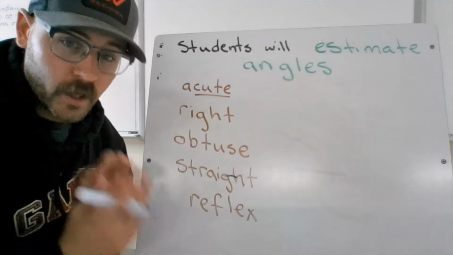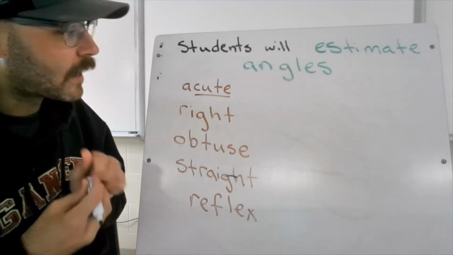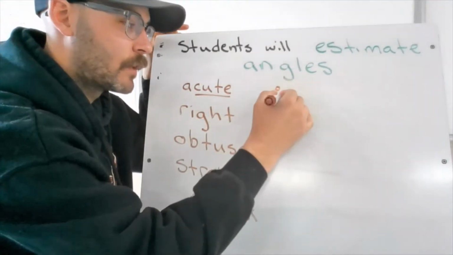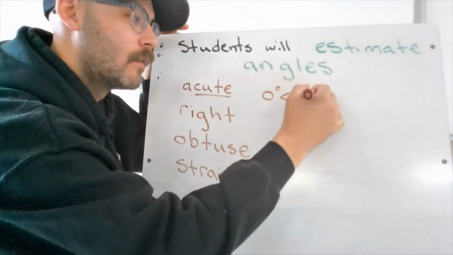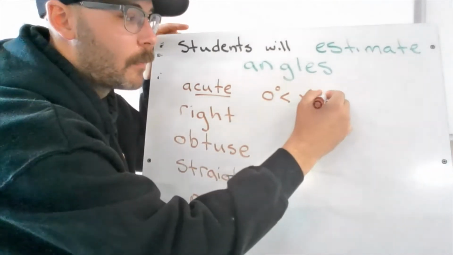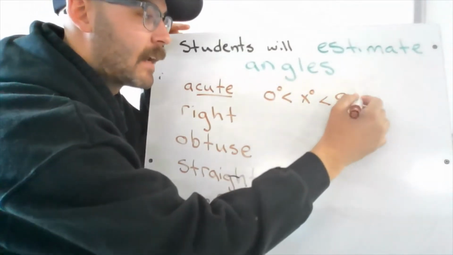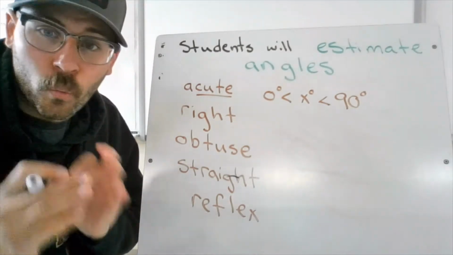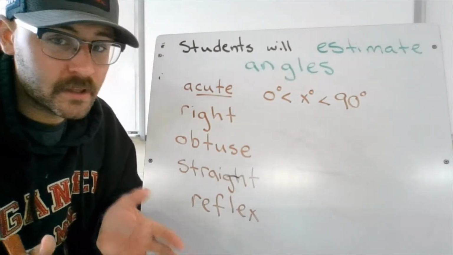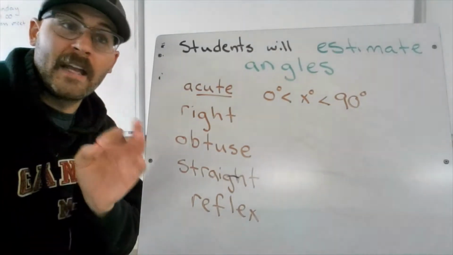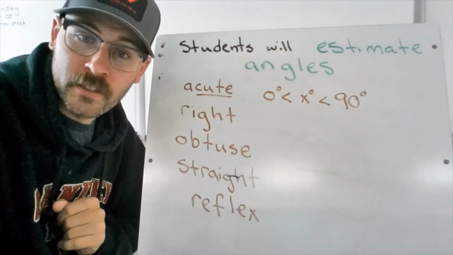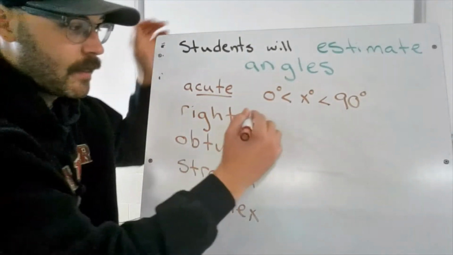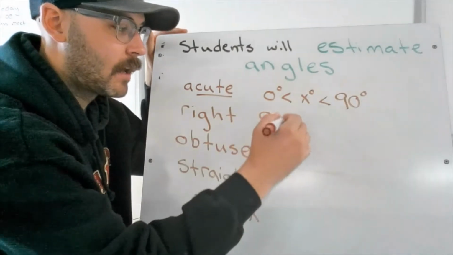I'm going to start with acute and work my way down. Now, acute can be anything that is greater than 0 degrees, x being the acute angle, but it has to be less than 90 degrees. That being said, it could be 0.01 degrees, and it's still acute because it's bigger than 0, but it could be 89.999999 degrees and still be acute because it's a little bit less than 90. Once it hits 90, it becomes a right angle.